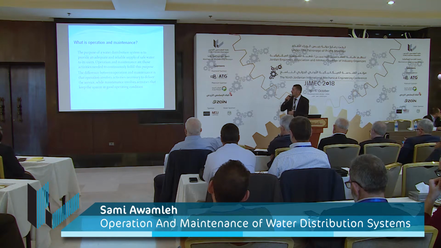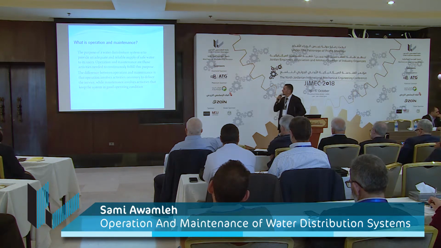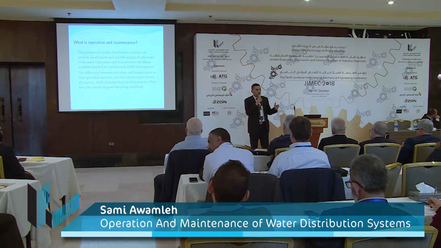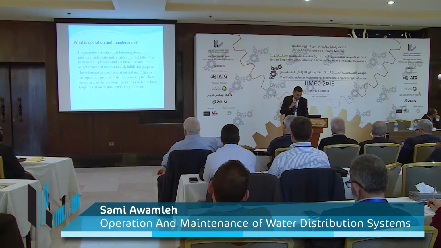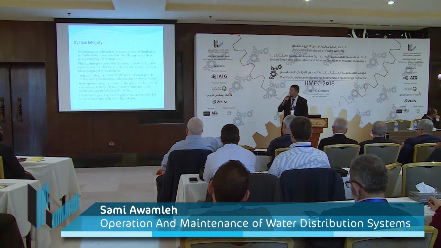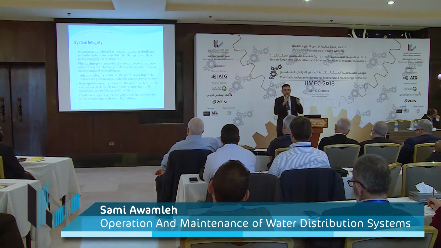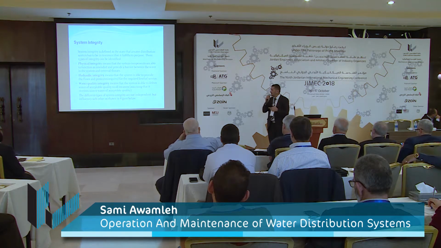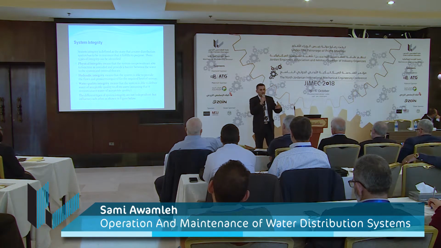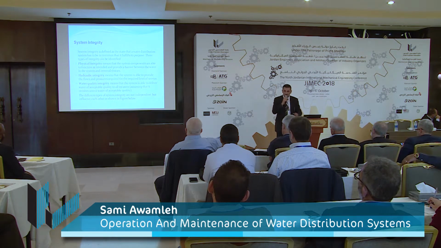What is operation and maintenance? The purpose of a water distribution system is to provide safe water for the users. Operation and maintenance are those activities needed for this purpose. The difference is that operation includes activities required to deliver the service, but maintenance includes activities to keep the system in good condition.